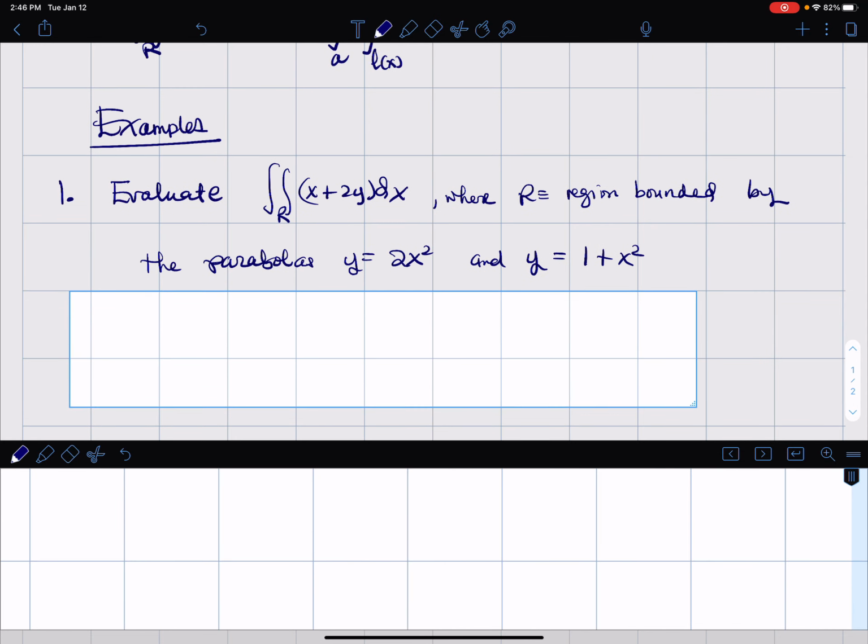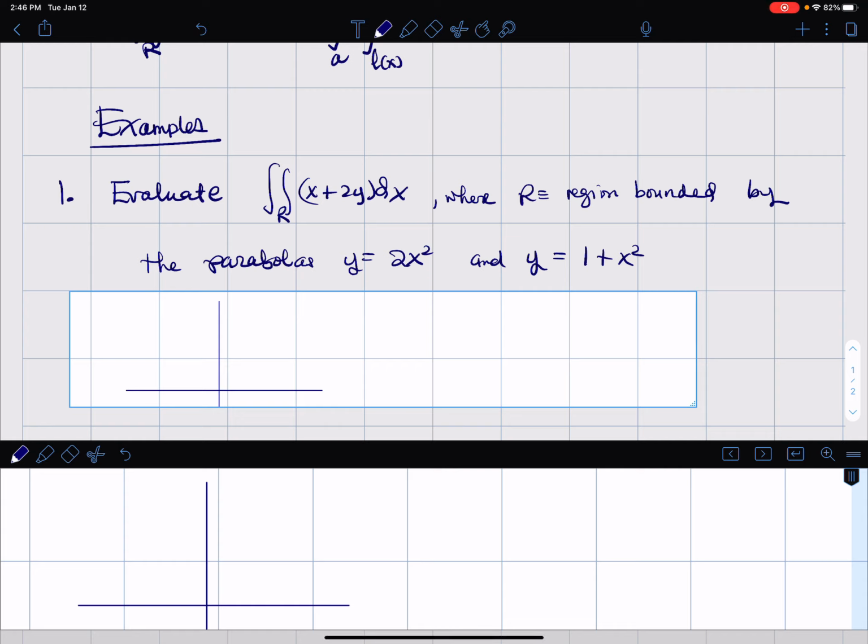I haven't warned you about this, but I'm going to warn you now. Whenever you're given this kind of problem in the general region, if you want to solve the problem, you really need to sketch the region of integration. It's very important. So let's start by sketching the region of integration.